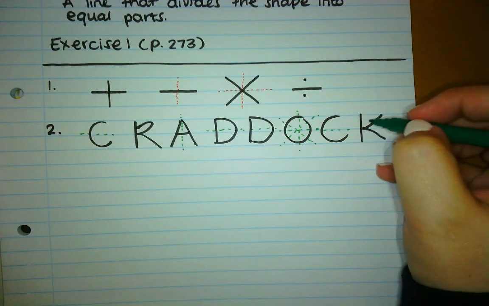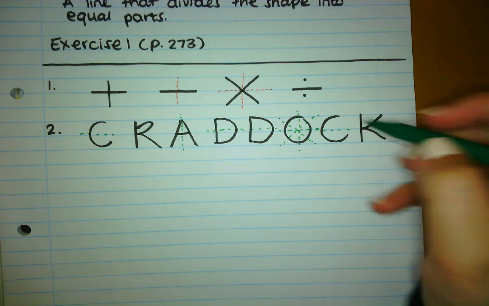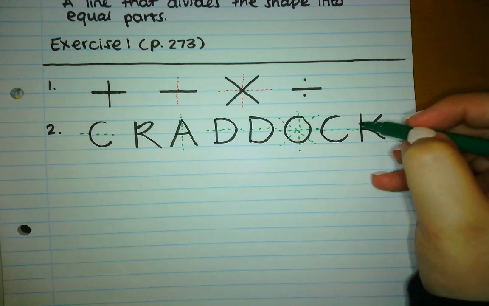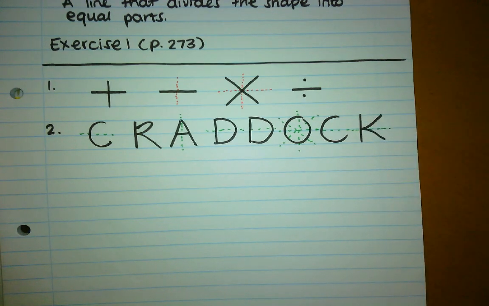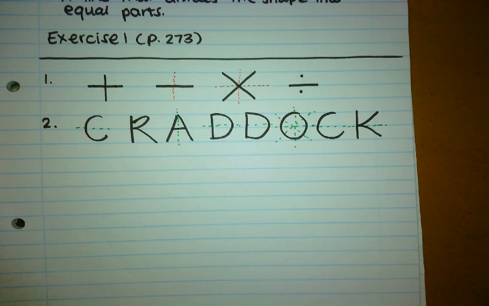Alright? K, depending on how you write your K, okay, so my K is actually equal. But some people have a shorter top part. Alright, so it's up to you. Please don't copy my name into your book, because I can see you all writing profusely. Okay, so then you're going to see if there are lines of symmetry in your name. Yeah, plus and divide is on your own.